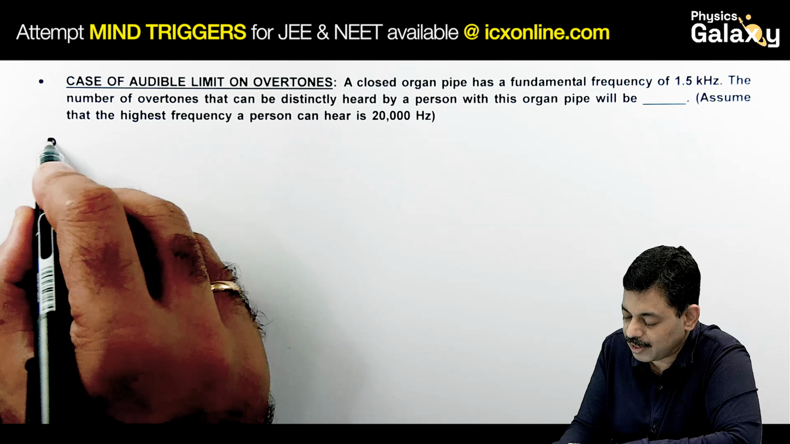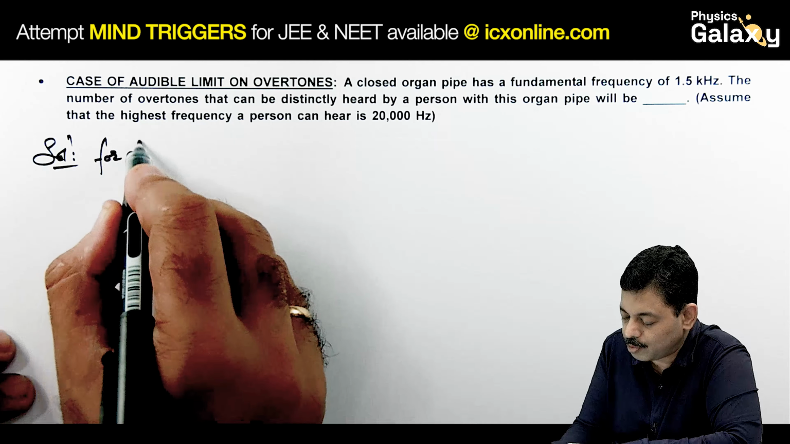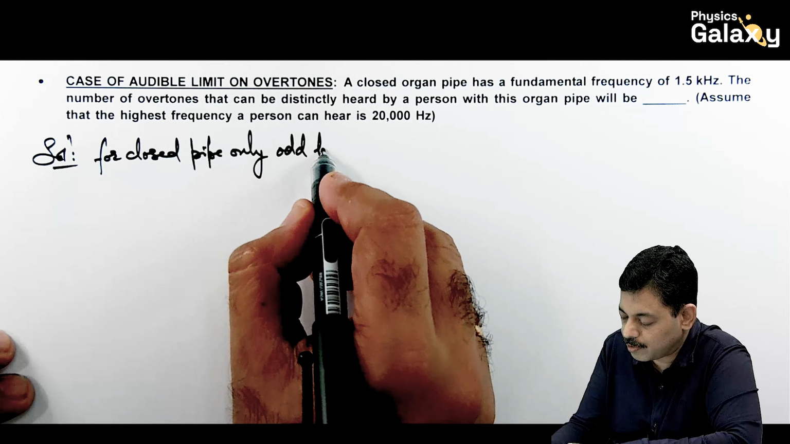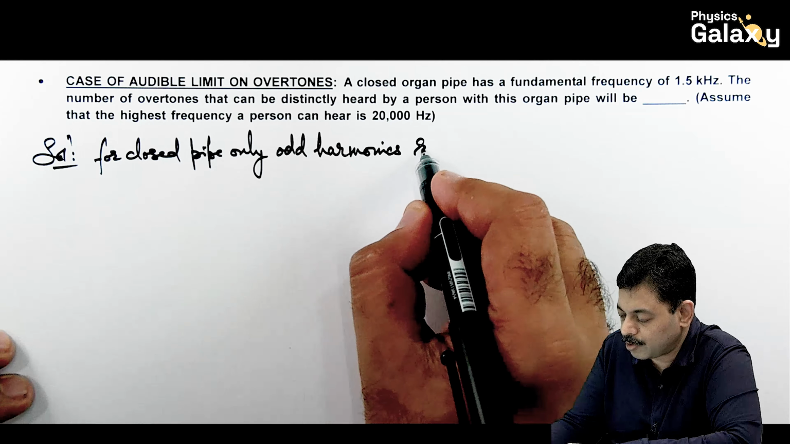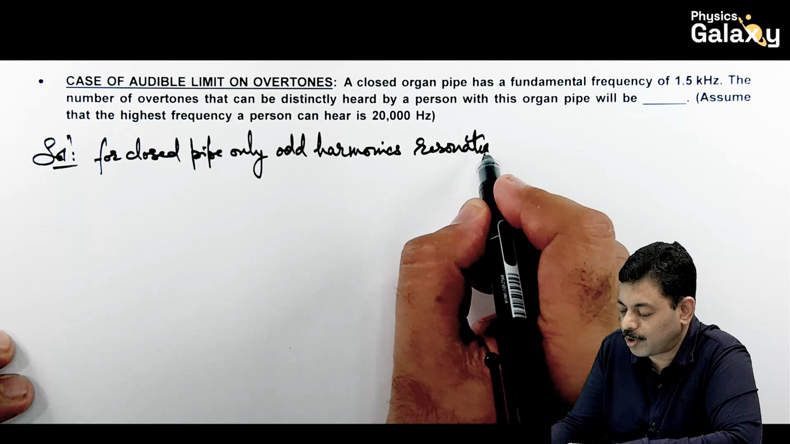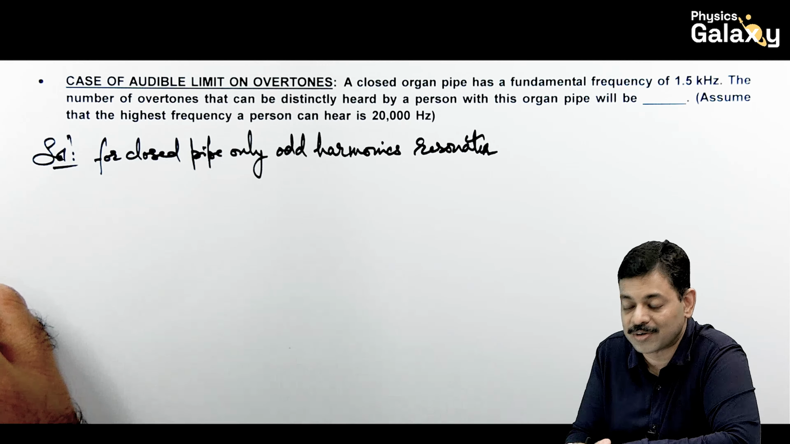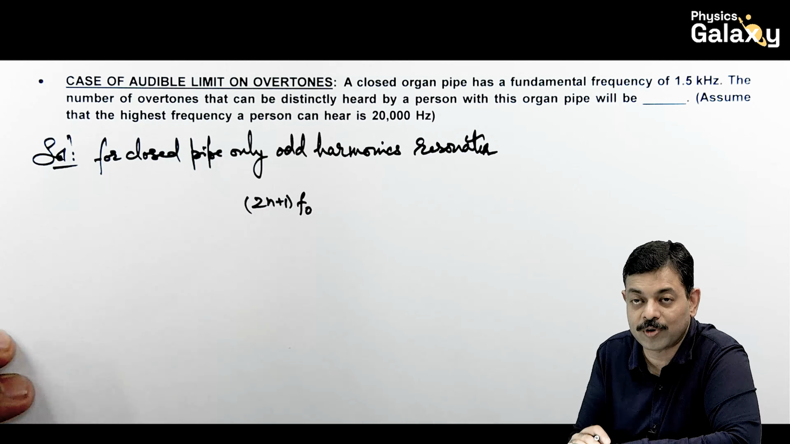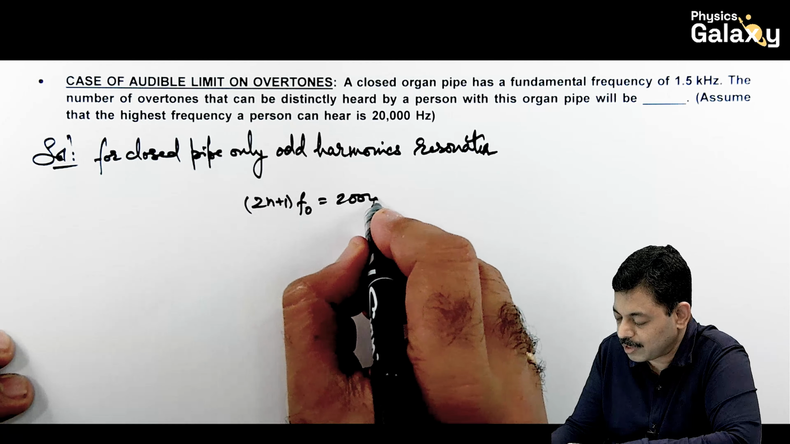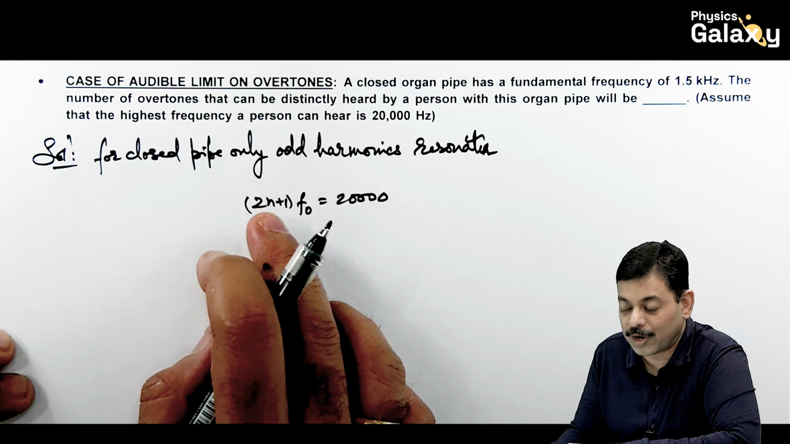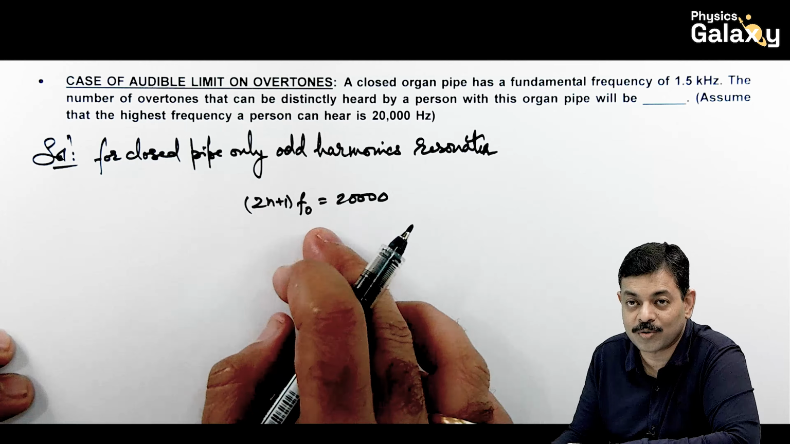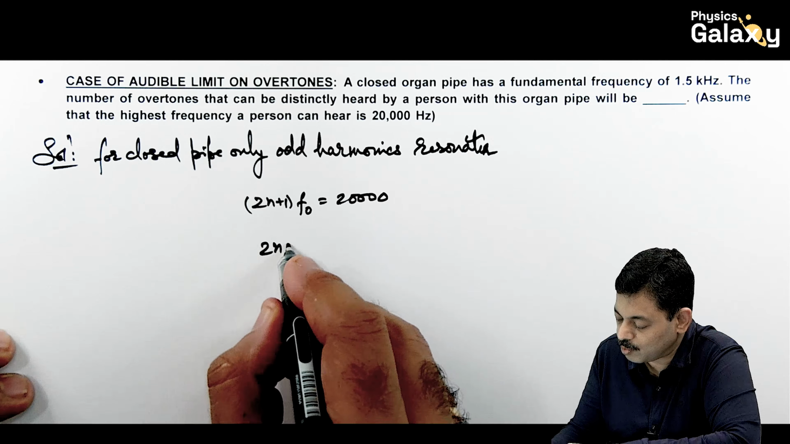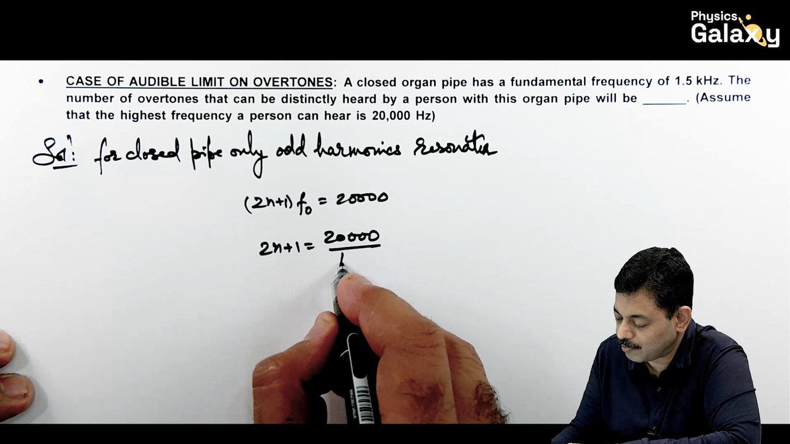So here we can directly write in the solution: for a closed pipe, only odd harmonics resonate, because resonance happens only at odd harmonics and the sound is sustained. So in that case we can write 2n plus 1 times the fundamental frequency. If we equate it to the maximum frequency 20,000 hertz, we'll get the value of n. n will be the highest value at which the frequency is around 20,000 or less, because we cannot take a higher one. And the fundamental frequency is given to us as 1500. So this 2n plus 1 is 20,000 divided by 1500.